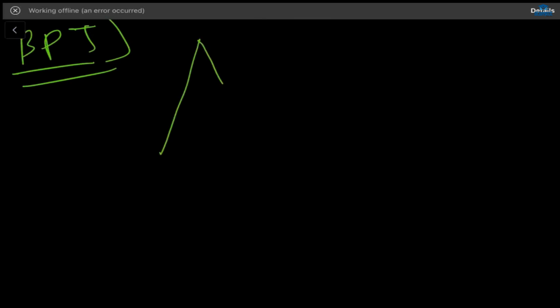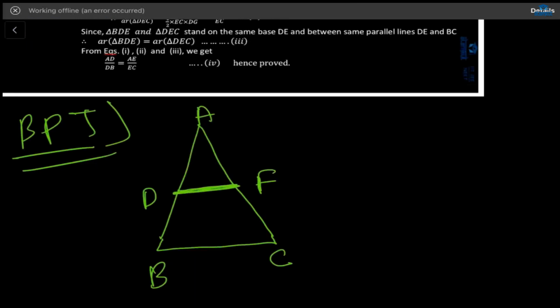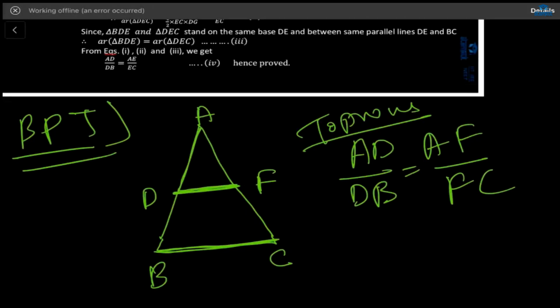For example, this is your triangle ABC. Now a line is drawn, with points D and F. If this line is drawn parallel to the line BC, then this line divides the other two sides in a ratio. That means you have to prove that AD by DB is equal to AF by FC. Understood what this theorem is saying? If DF is parallel to BC in this triangle, then you have to prove that AD by DB is equal to AF by FC. Now we need to prove this.